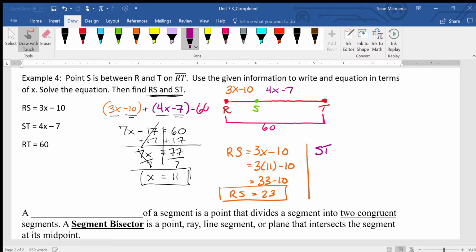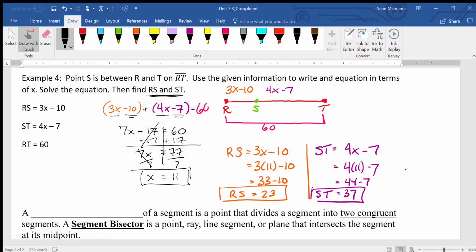And ST was 4x minus 7. X is still 11. 4 times 11, 44. 44 minus 7 is 37. So I found those two segments. And if I add those together, 23 plus 37, they come out to 60, which I see is the length I was given to begin with. So I confirm my answers. That's a good thing.